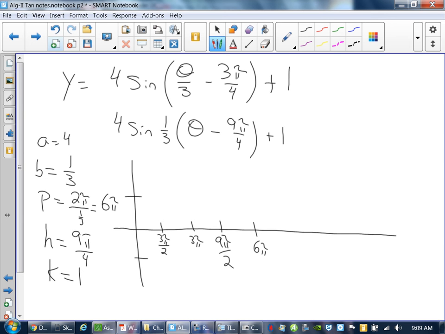Does sine start at 0? Start at 0, good. Oh, our A value was 4, my bad. So I'll go from 0 to 4 to 0 to negative 4 to 0.